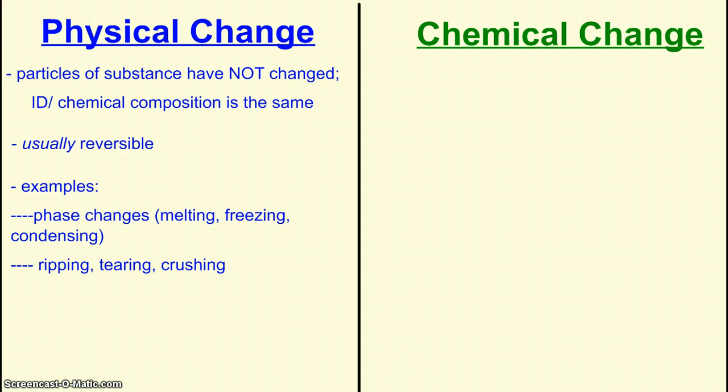Phase changes, I've been talking about that for the last couple minutes. And then these examples: any ripping or tearing or crushing. You crush an aluminum can, you tear a piece of paper, the composition of those materials has not changed. The chemicals making up that aluminum can are still aluminum. They haven't changed their chemical setup, but they're not really reversible. It's not easy to reverse a piece of paper being torn. These are the couple of exceptions that sometimes confuse people.